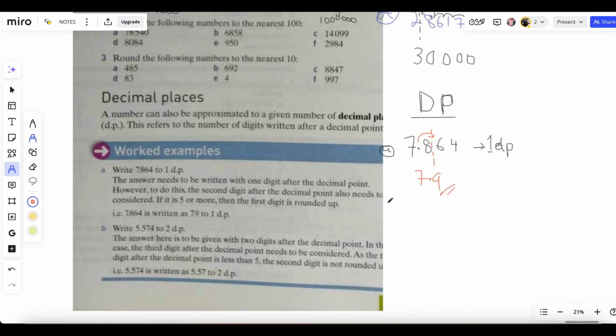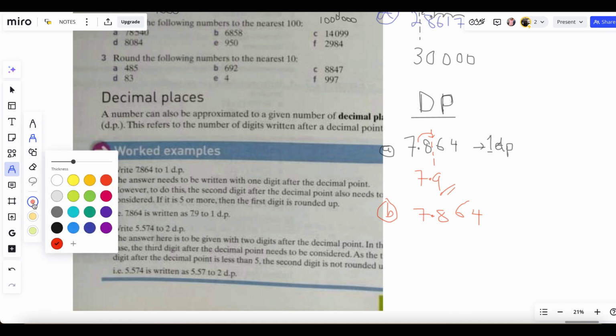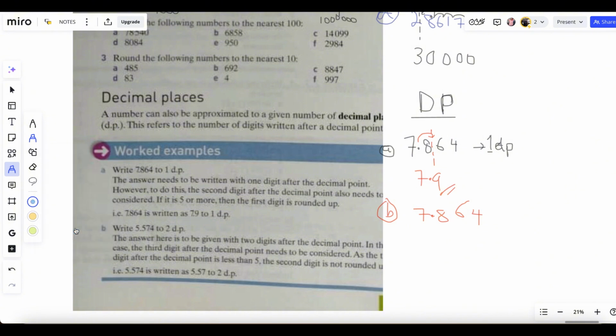Okay, the B part of the question is that the same number, when it's given to us, they say round this number 7.864 to 2 DP. After this one, we go to significant figure. 2 examples is enough for you to grab this. Now, to 2 DP, what are you going to do? We're going to count twice. From the decimal point, count to the right. 1, 2.